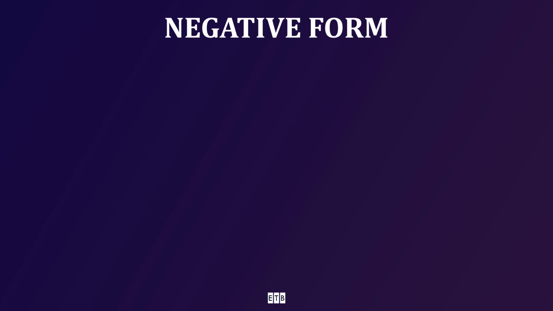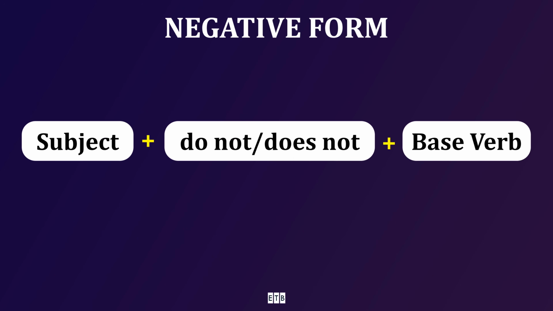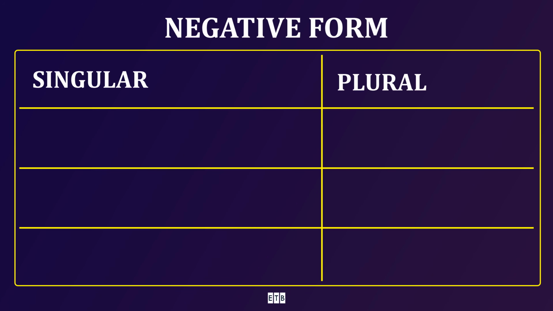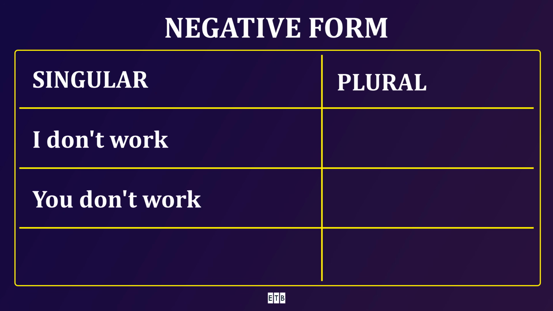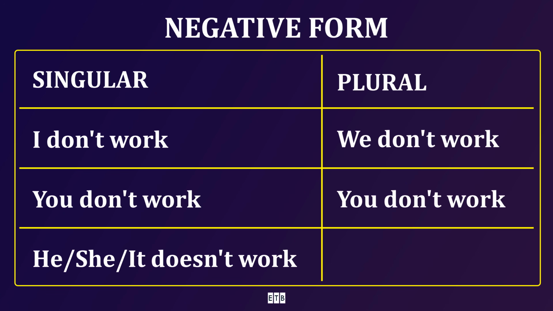Now let's learn negatives. To make a sentence negative, we bring in the auxiliary verb do or does combined with not, or the contractions don't and doesn't. I don't work. You don't work. He, she, it doesn't work. We don't work. You don't work.